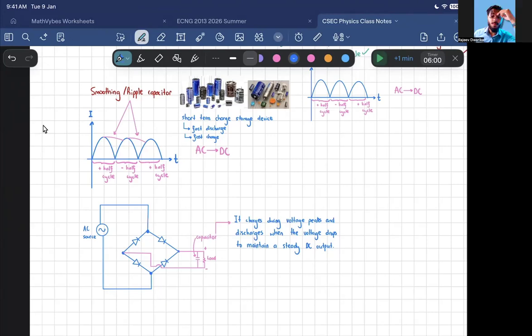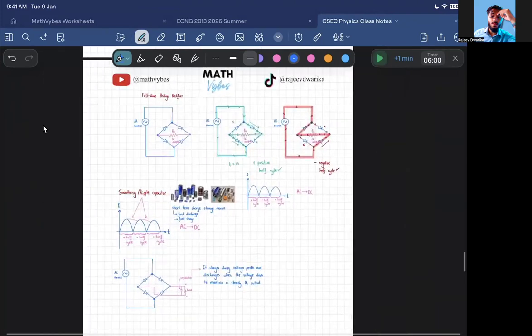So we just looked at rectification and the purpose of a diode and a capacitor. Nice. Cool. Let's move on. Take a screenshot and move on.